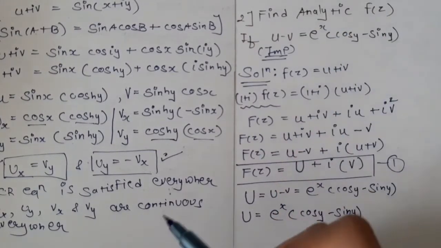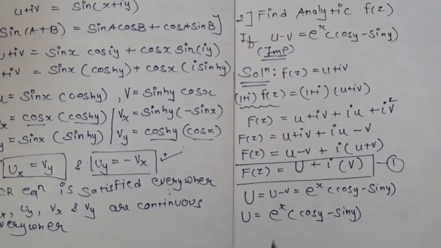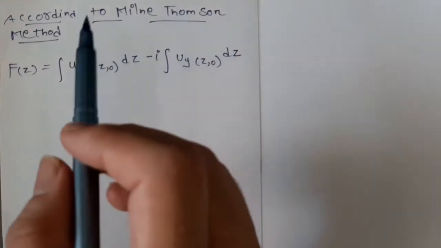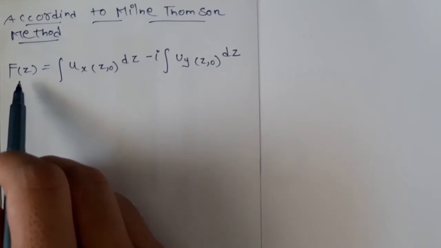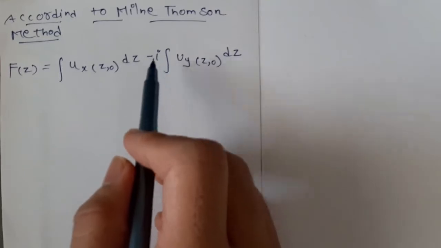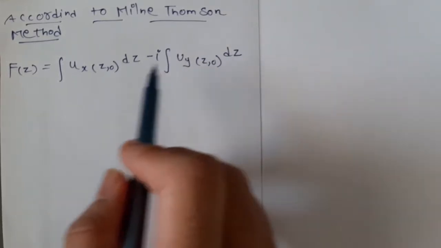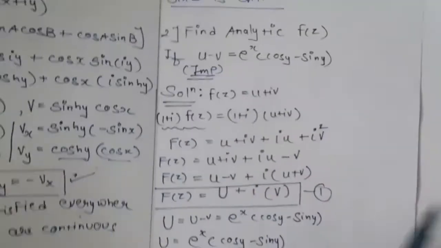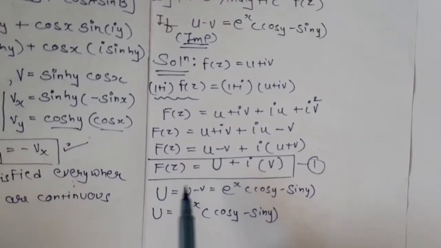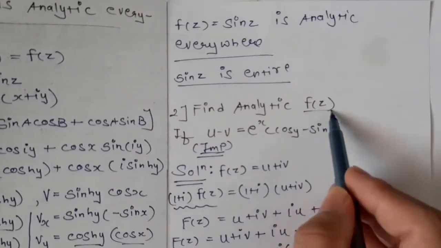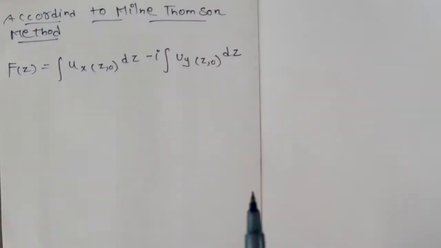So according to the Milne-Thomson method, here u is given. So we will write the formula of the analytic function according to the Milne-Thomson method. As u is only given, we can write the analytic function capital F of z is equal to integration of ux at z0 dz minus i into integration of uy at z0 dz. We write capital F of z here because we have derived an equation which relates u minus v with the capital U. So we have to write the capital F of z. In the question it is given that we have to find the small f of z. Okay, so we will find small f of z, don't worry.